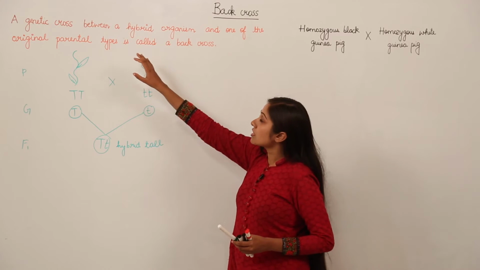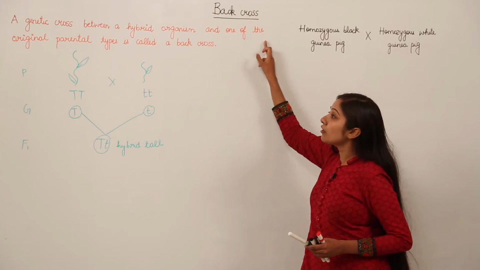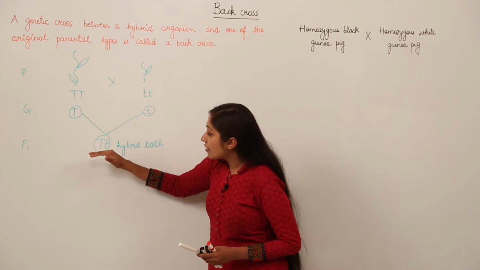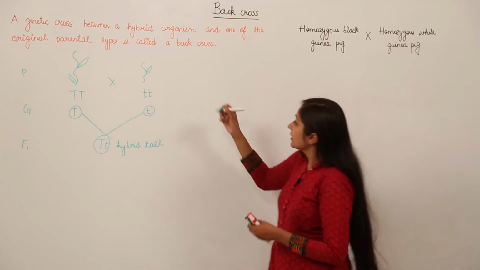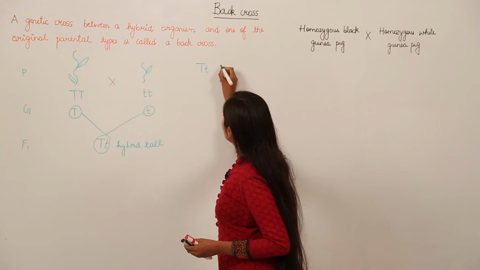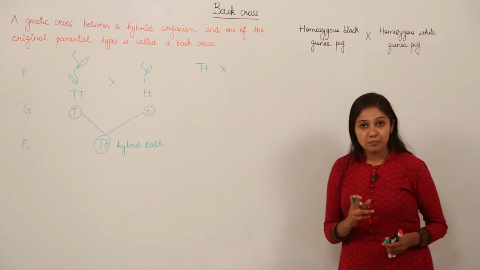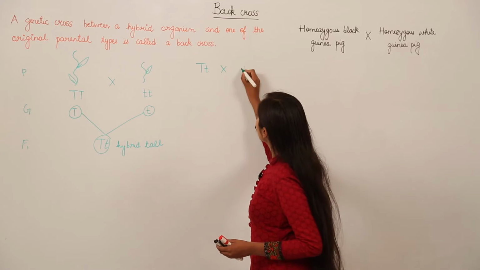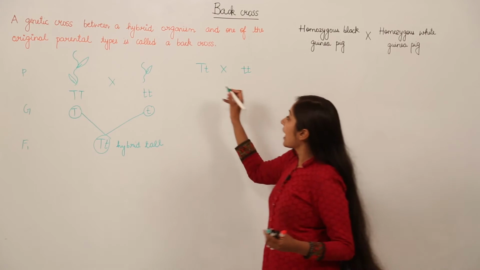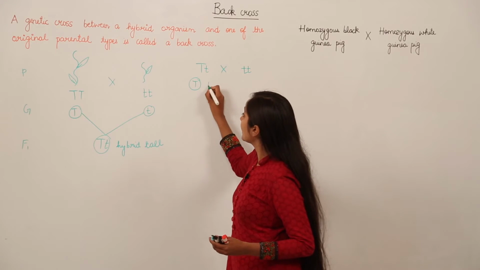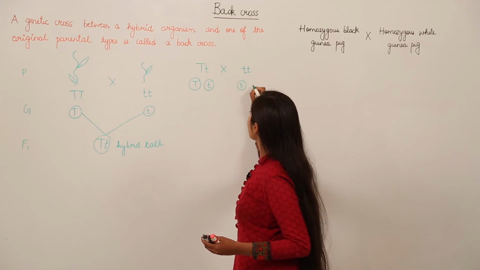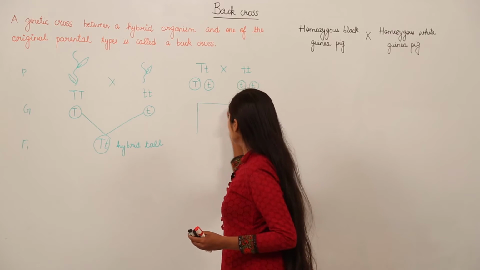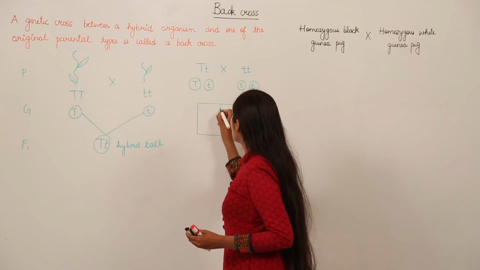Okay. So what is a back cross now? A genetic cross between a hybrid organism and one of the original parental types is called a back cross. So when we have this hybrid progeny, and we are going to cross it with one of the parents, supposingly I am going to cross with the recessive genotype, what are going to be the results? The gametes will be an uppercase letter T and a lowercase letter t, and here both lowercase letter t. Okay, let's work on the Punnett square. So what are going to be our results?